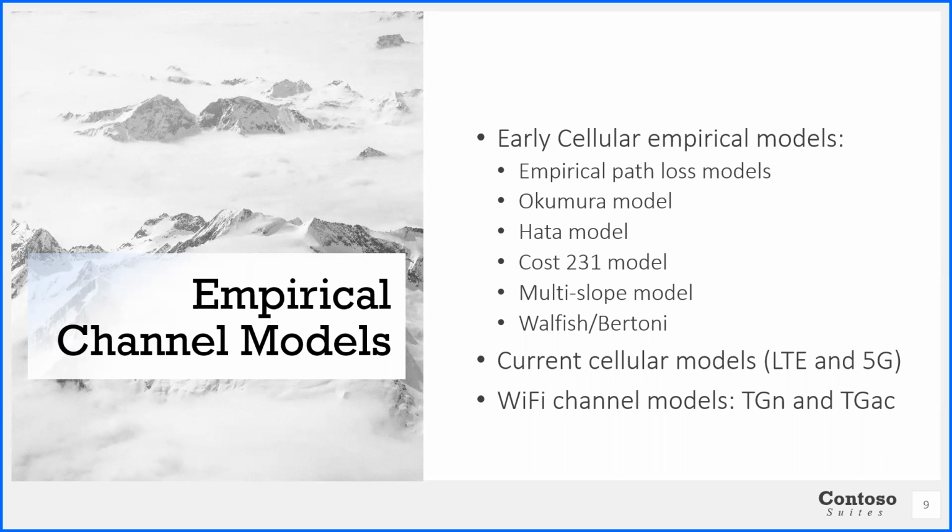The disadvantage of the empirical model is that it's quite dependent on the location of the experiment. For example, the Okumura model was conducted in Japan, where there are many obstructions, such as the buildings and the geography of the country. Current cellular models include LTE and 5G, and Wi-Fi channel models are also included.